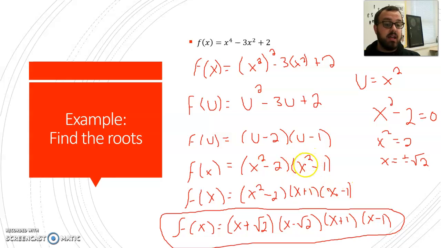Kind of look for either other factor patterns with your quadratics or finding those roots and writing them out. Okay, so that's how we're going to use u substitution in order to factor these polynomials that show up in this quadratic form, that have this quadratic kind of look to them.